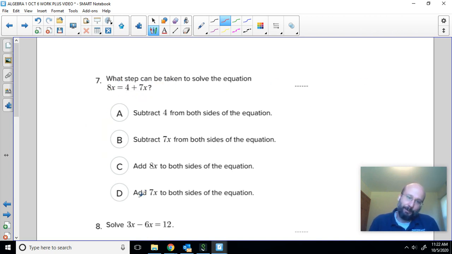So on this one, if you didn't have this part and you just had this problem, remember we have to combine our x's. So I want to move this 7x over. That would be your first step if you were just solving this. I would move this plus 7x over to the other side. So I would need to subtract 7x from both sides to solve it. And that's B.